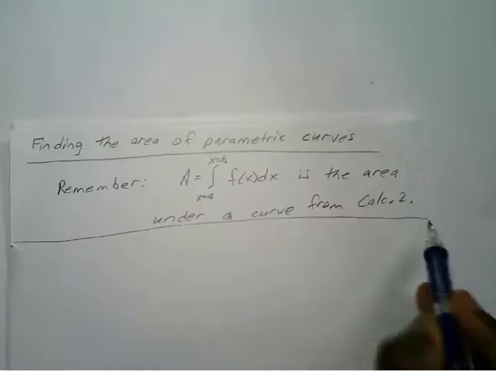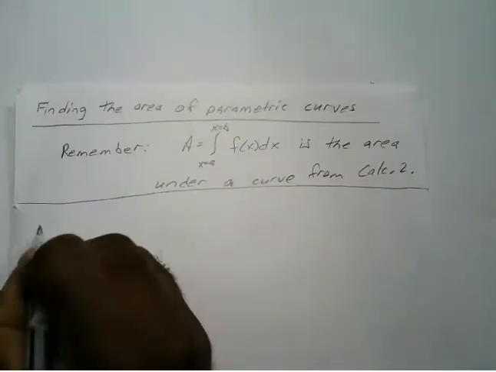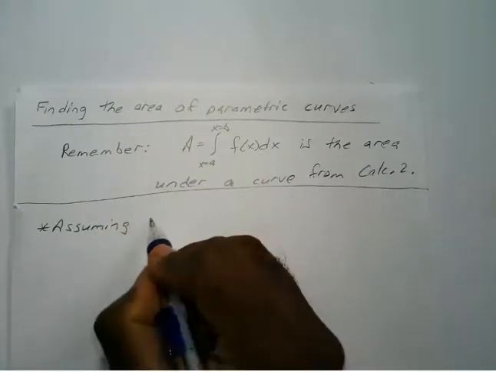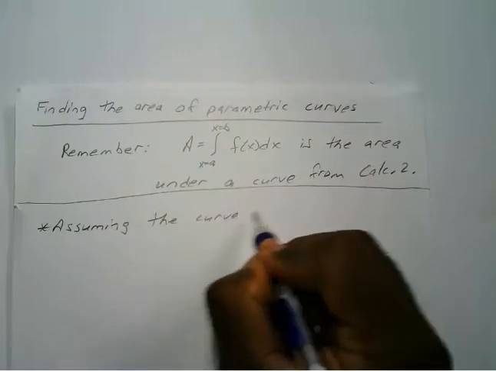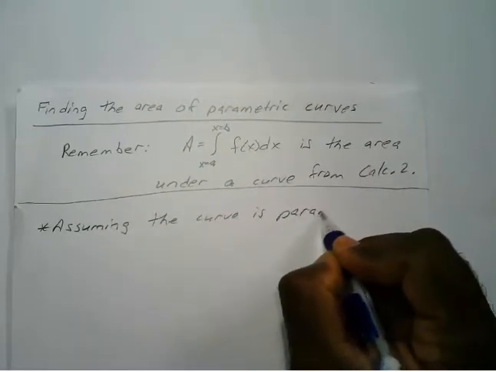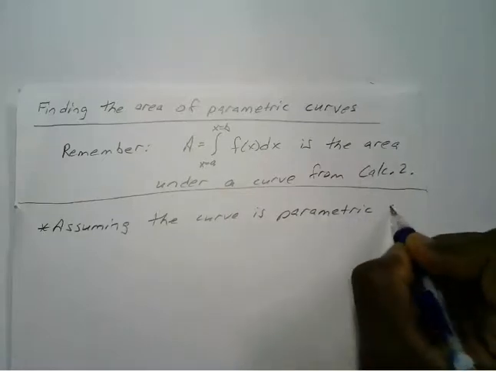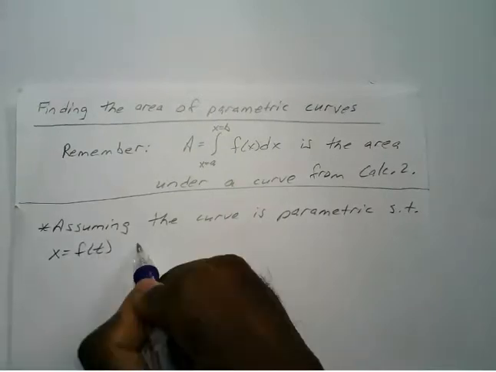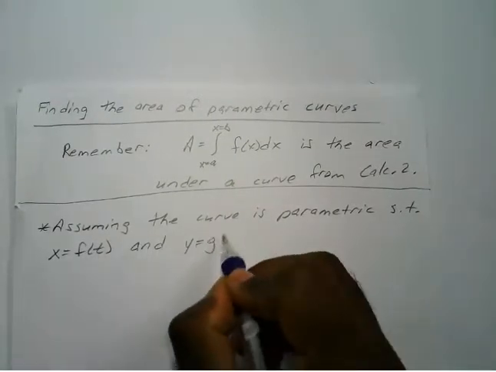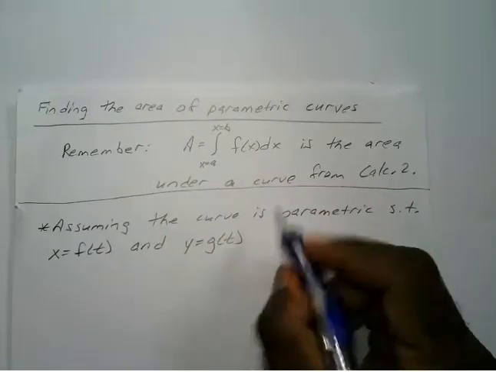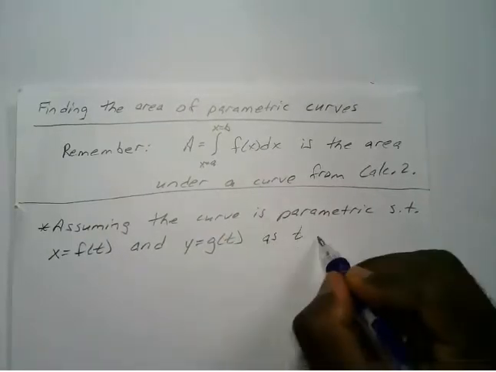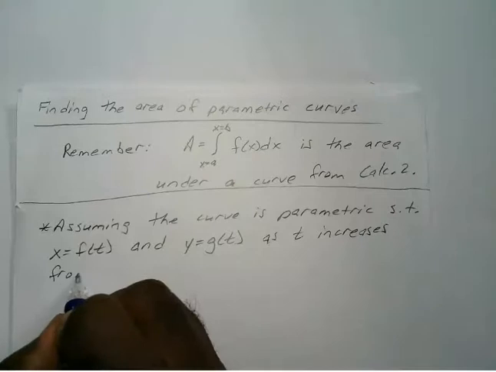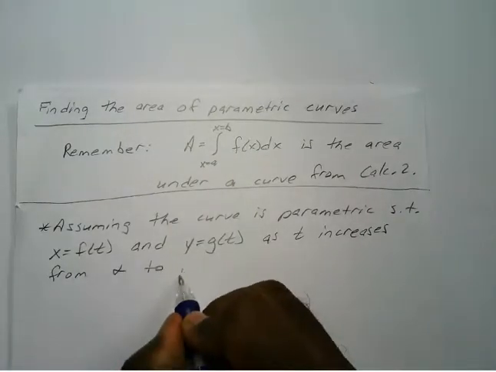Now, of course, for it to be parametric, we're assuming the curve is parametric, such that x is equal to some function of t and y is equal to some function of t, as t increases from alpha to some value beta.